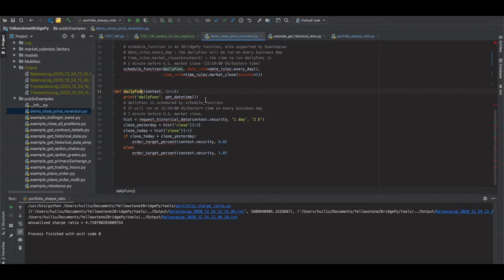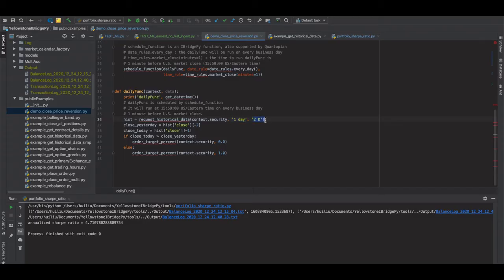daily_function is the function where the trading decisions are really made. First, we print out the time when this function is triggered. We use an IBridgePy function called getDateTime. And then we request historical data. Because we only need a daily bar and only yesterday's price, we request historical data of SPY, and we want daily data.